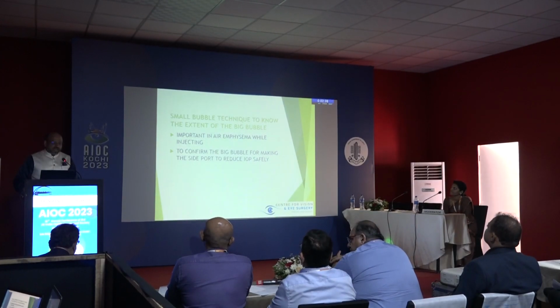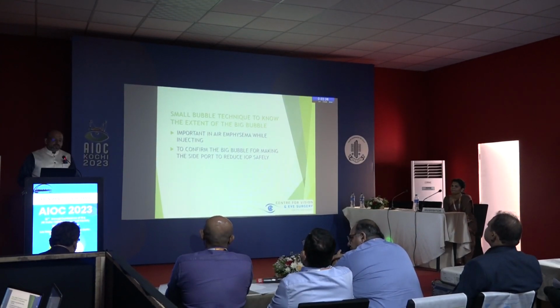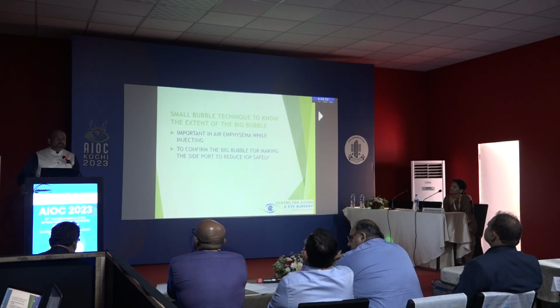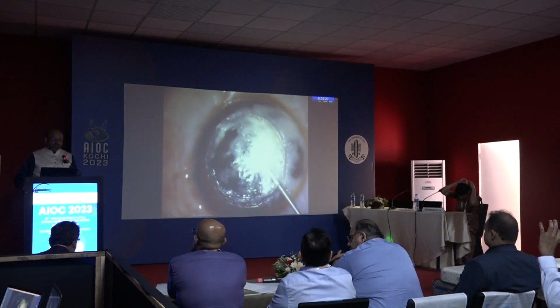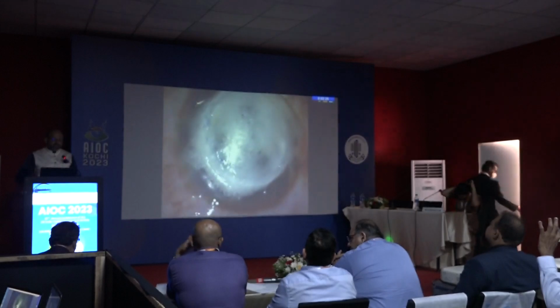The second small hack that we've started doing is a small bubble, which is important to make sure you have the big bubble, and this will help to improve the success of the big bubble technique in lamellar keratoplasty. So this is a big bubble injection. You've got the big bubble now.